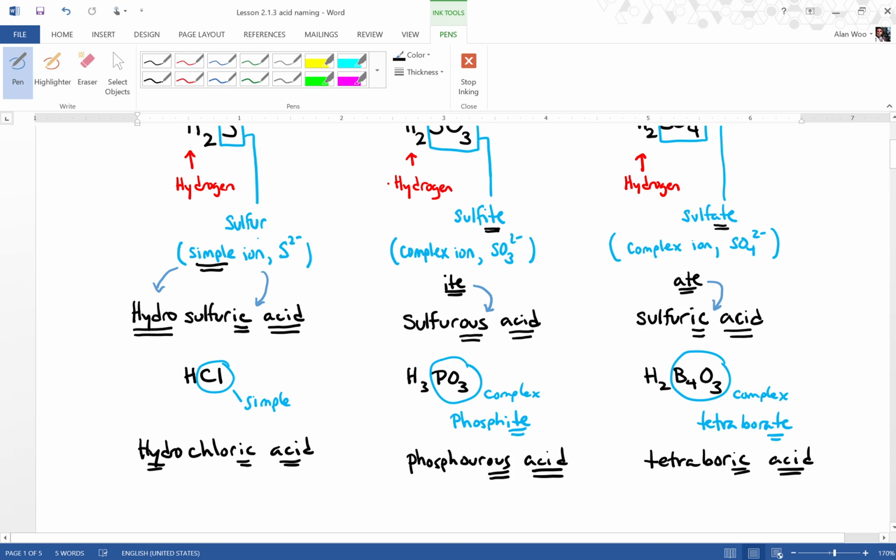So hopefully this will serve as a good guide for you guys when you're naming different types of acids. Just always look for the anion and see which one of the 3 rules they actually fit. All right, so if you move on to the next video, I'll show you how to name bases and salts.